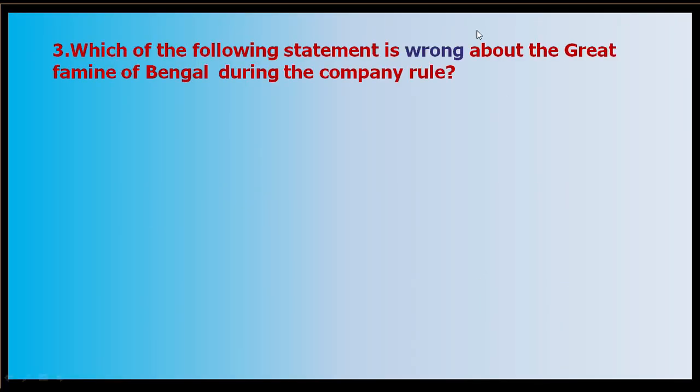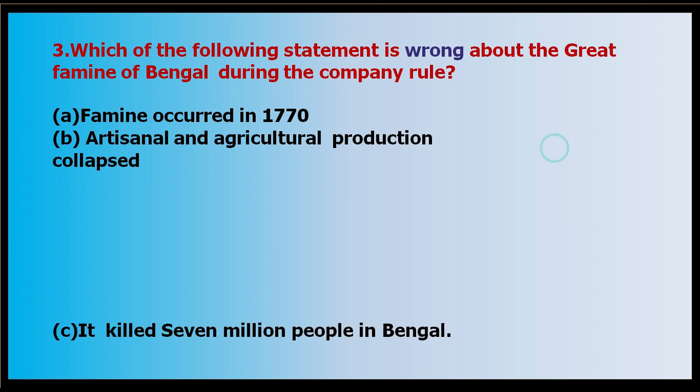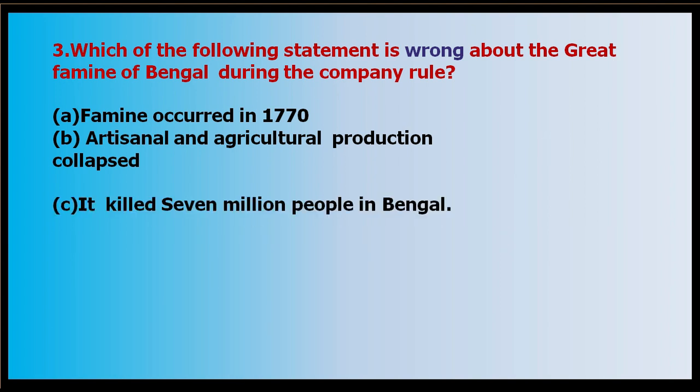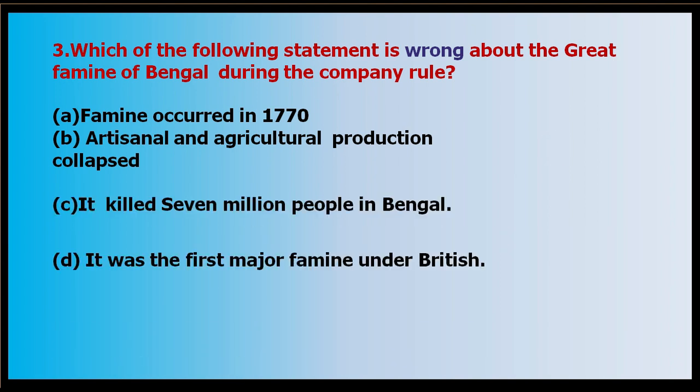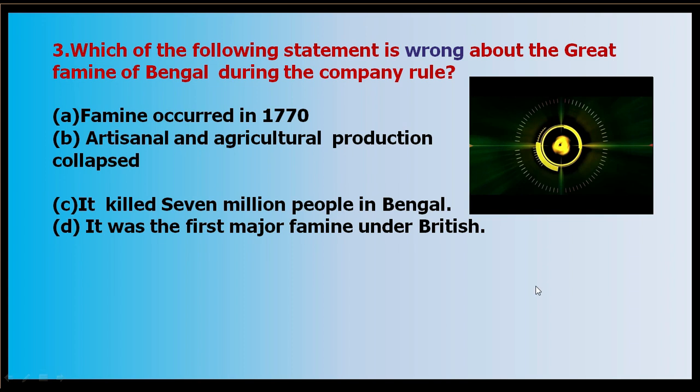Question number 3 is: which of the following statements is wrong about the Great Famine of Bengal during the company rule? To find out the wrong one about the Great Famine of Bengal. Number 1, this famine occurred in 1770. Artisanal and agricultural production collapsed during that time. Option C is, it killed 7 million people in Bengal. And option D is, it was the first major famine under the British rule. And your time starts now.